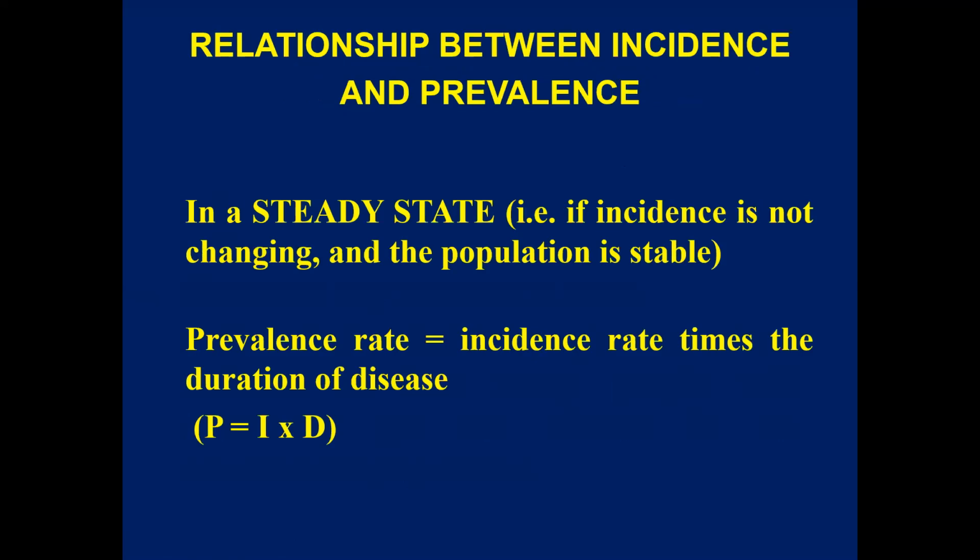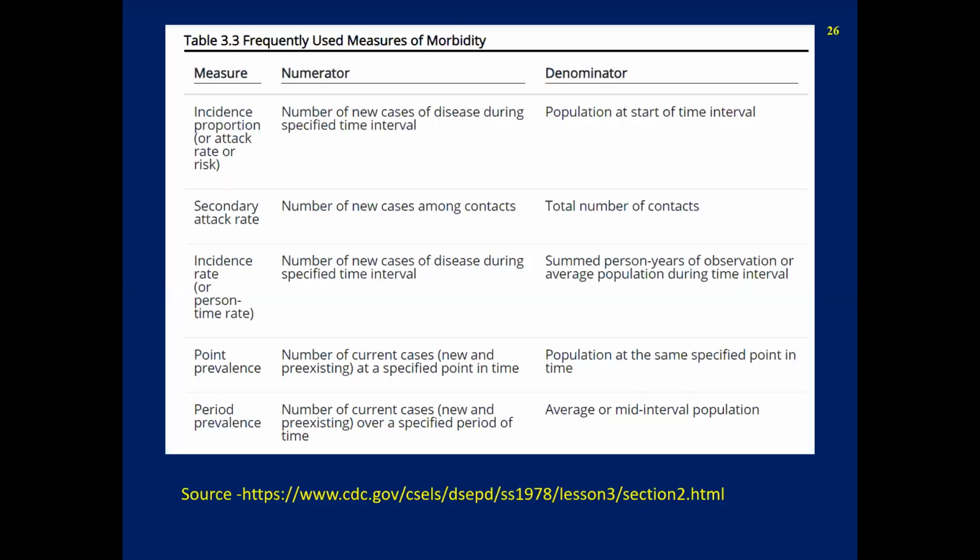Now, the relationship between the incidence and prevalence, you all must be knowing. When we talk about the relationship between incidence and prevalence, if it is in a steady state and if the population is stable, prevalence rate is equal to incidence rate into duration of disease.